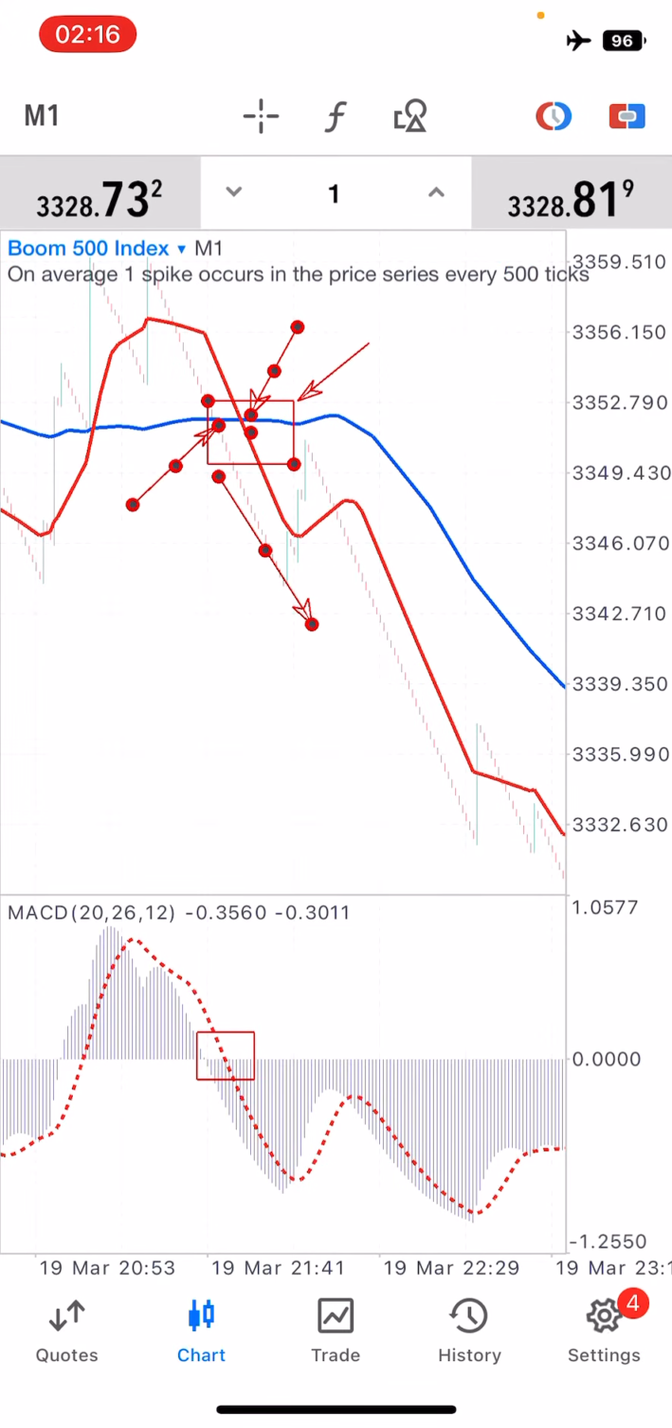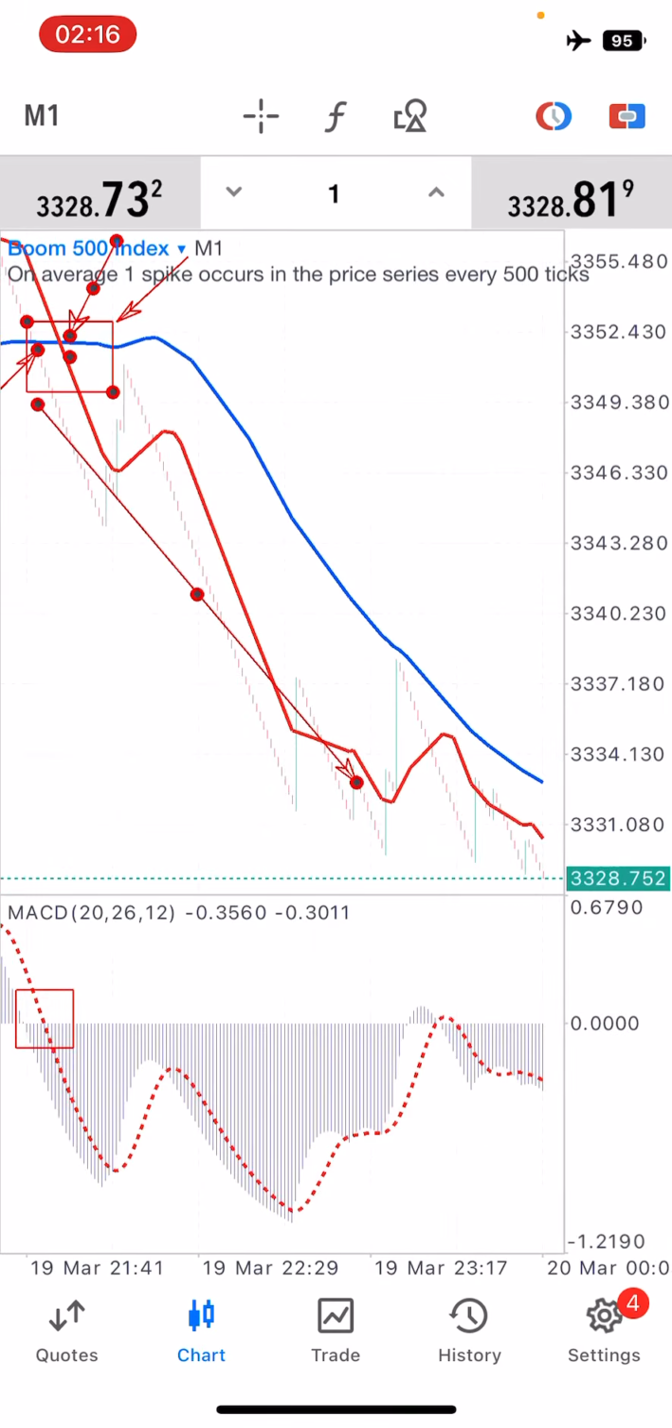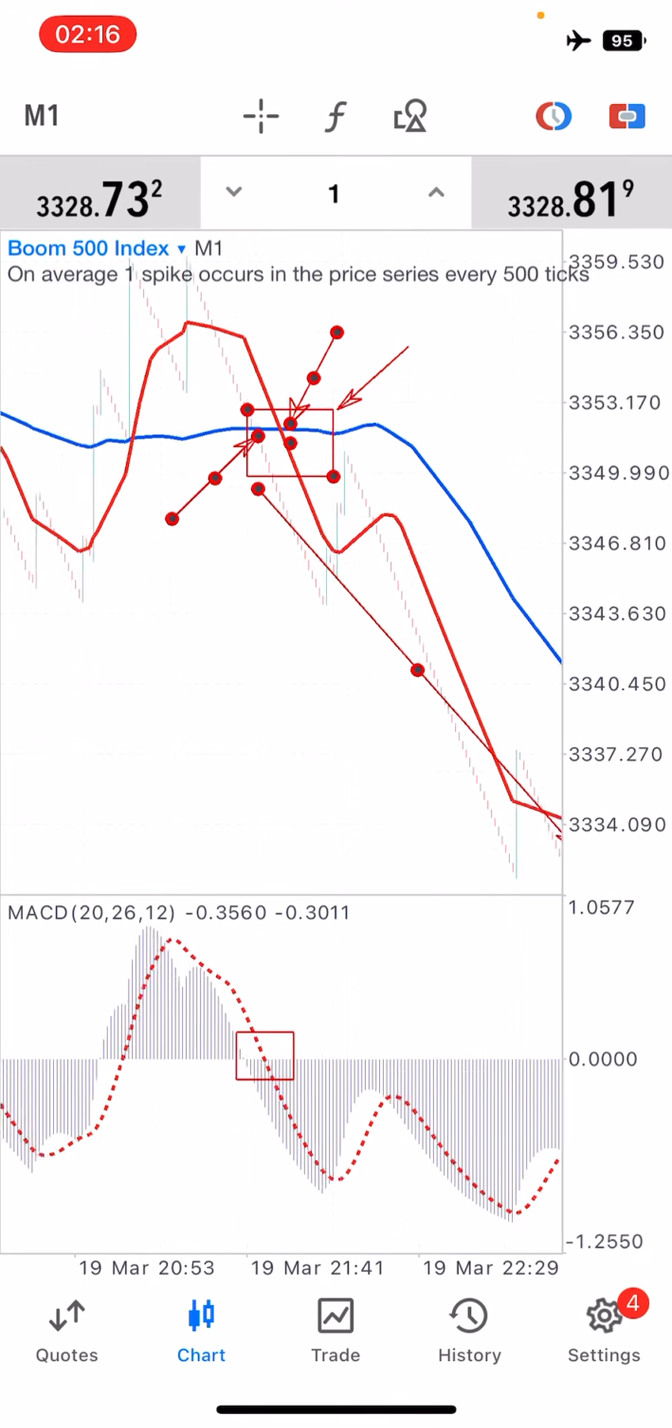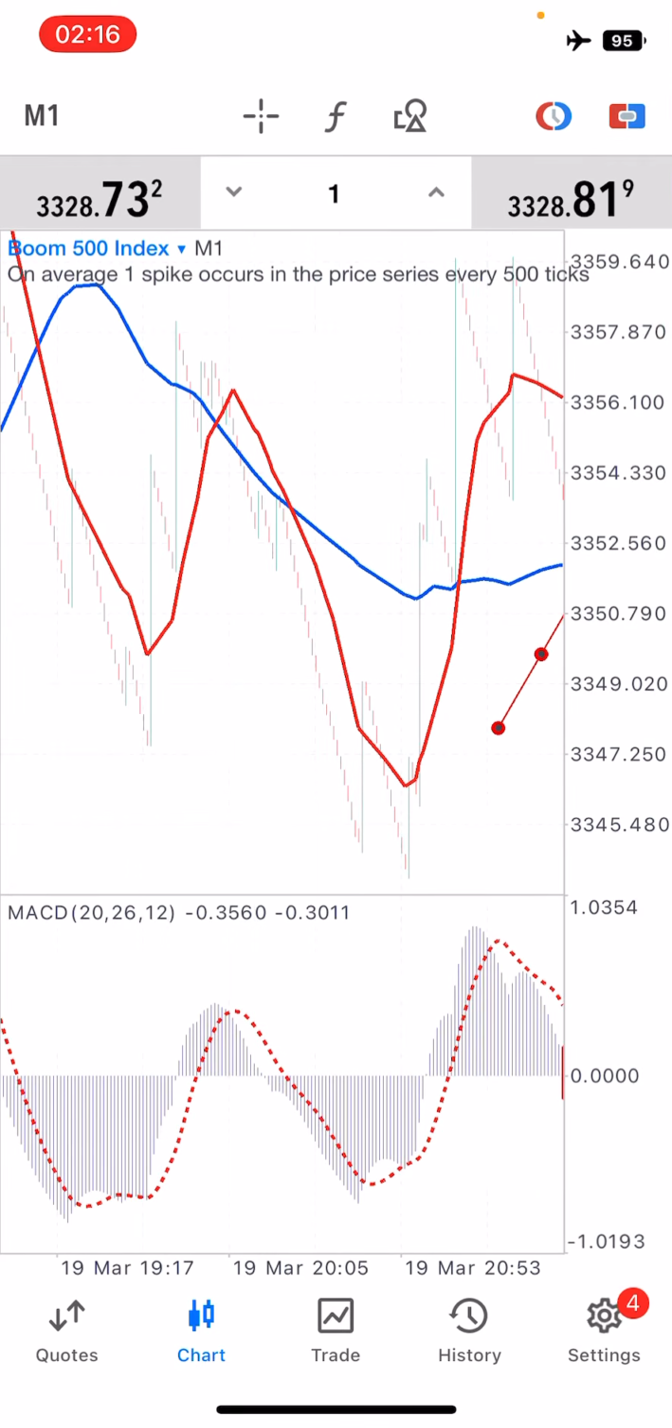Why? Because our price is now below our blue line. Our red line just crossed to be below our blue line. Our MACD is now below 0, and that means you are now in a confirmed downtrend. As you can see, price pushed all the way down. Okay, this is Boom 500. We're in our 1 minute time frame, and we're already seeing these great results. Okay, maybe let's take a look at another example.